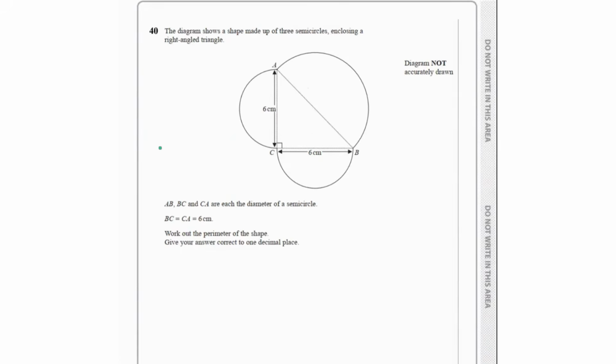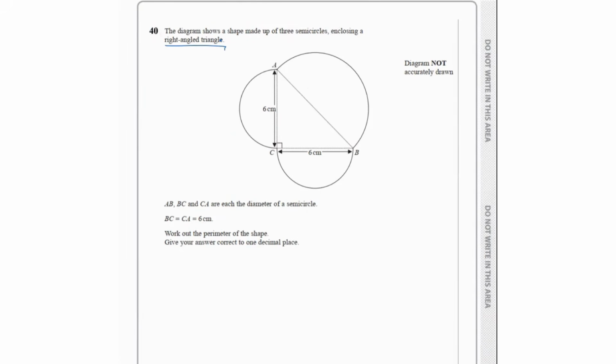Then you can be tested on area and perimeter of 2D shapes where they can give you a compound shape, like a triangle mixed with a semicircle like this, or with a rectangle, or a trapezium and a rectangle together, any compound shape. So in these type of questions, sometimes you use SOHCAHTOA, sometimes you use Pythagoras. Once again, it depends on if it's a right angle triangle, what is given. Over here, the diagram shows a shape made of 3 semicircles enclosing a right angle triangle.